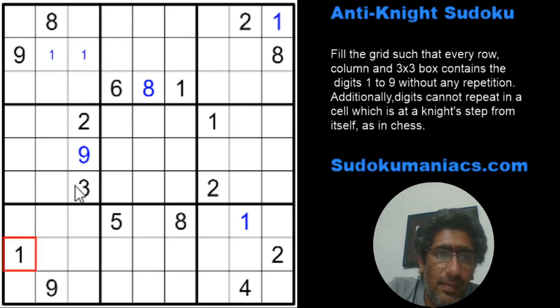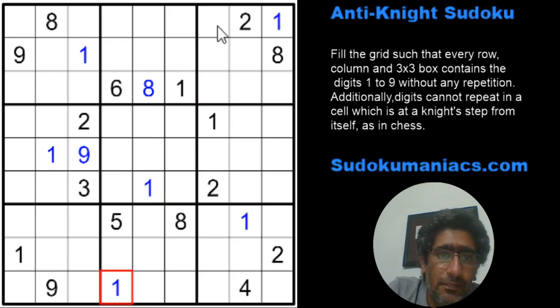This cannot be a 1. These cannot be a 1. 1 cannot be here because it's at a knight step. So this is a 1. So I can eliminate that and this becomes my 1. This is not a 1. This is not a 1. This is a 1, because this cell is again at a knight step. This is a 1 because we're classic. So we have completed all the 1s.